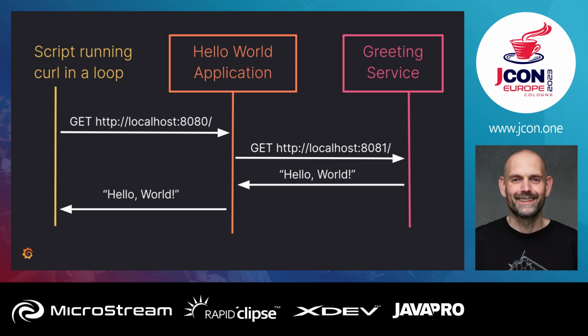So this is the example I came up with that I'm going to use throughout the demo. It's a Hello World REST service. Basically, you send a request to port 8080 and it responds with Hello World. But in order to make distributed tracing a bit more interesting, I made it a distributed Hello World service. So instead of responding directly, it reaches out to a greeting service, which is running on port 8081. The greeting service produces the greeting, which is Hello World, and then the Hello World application forwards that to the client. So it's basically a microservice architecture for the Hello World REST service.